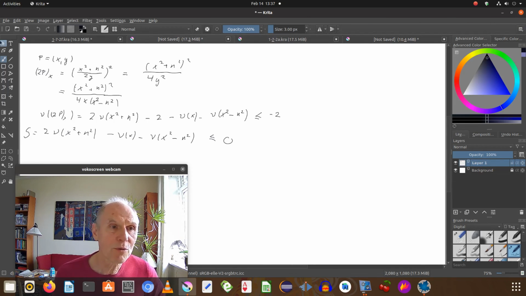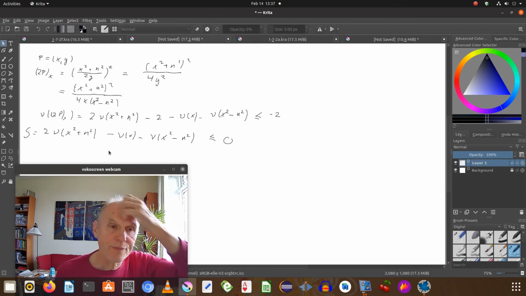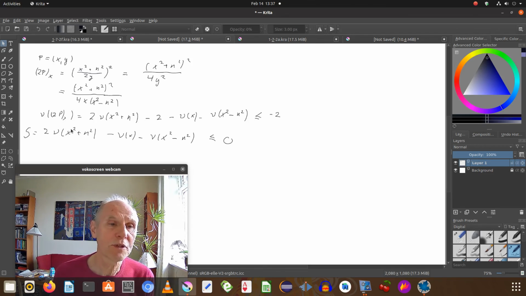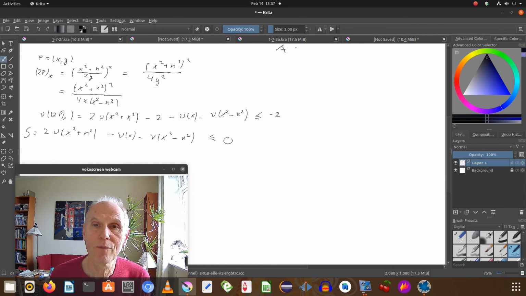So now we have to work on this one, and the relationship between the valuation of x and n is crucial. So we make cases. Case A is where the valuation of x is larger than the valuation of n. And v of n may be either naught or unity because n is square free.